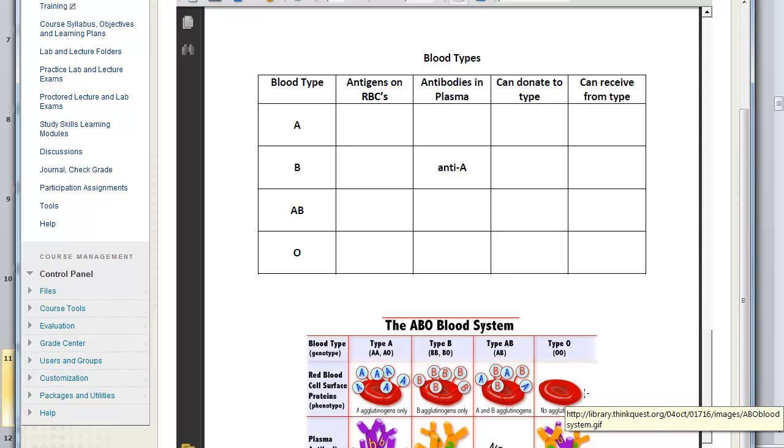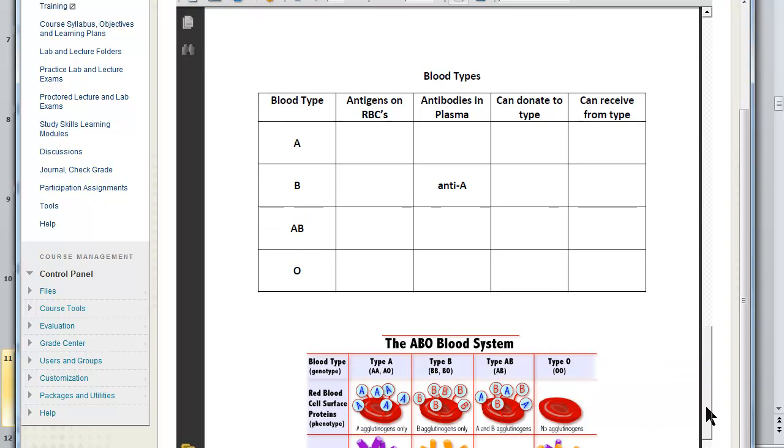Well, if we look at their plasma, we can see they have A and B antibodies, so they're going to attack any red blood cell with A or B antigen on it. So they can only receive from type O blood. So be sure you review this chart, rewatch the video, slow things down a little bit if you need to, so you really understand the difference between antigens and antibodies.